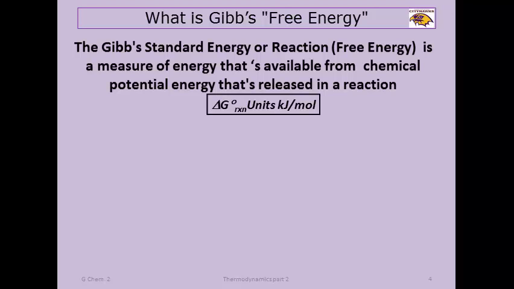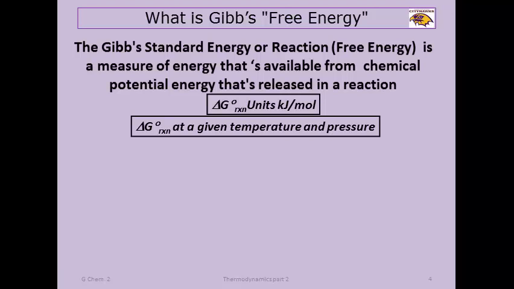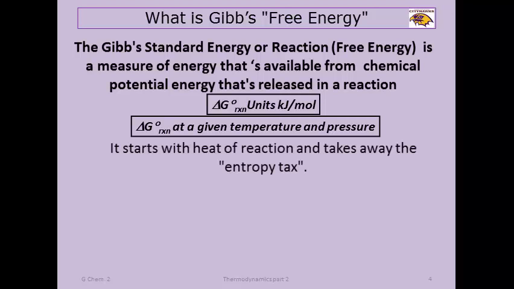The units for it are commonly kilojoules per mole, some sort of energy per mole. Usually when you're looking at a table, you'll see Gibbs free energy measured, but it tends to be assumed that it's at a given temperature and pressure. And usually that temperature is 298 K. In general, you can start with your heat of reaction, but you're going to lose a little bit of the potential from the heat of reaction because you have to pay an entropy tax. And entropy is what we talked about in the last section.